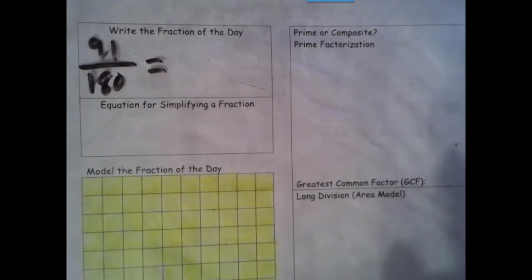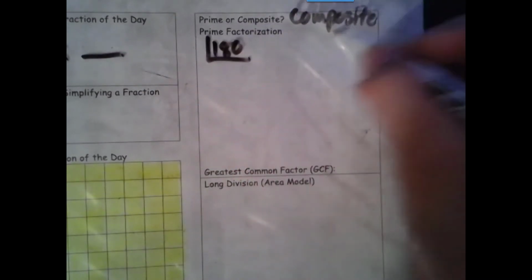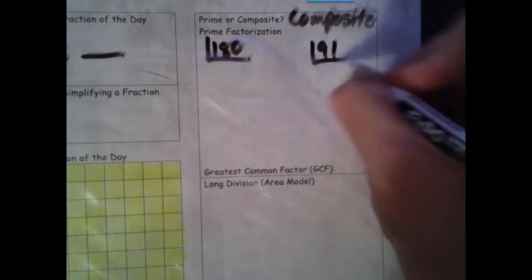Well, 91, that's odd, so if it was an even number, it'd be easy to tell. 9 plus 1 is 10, so it's not a multiple of 3. Let's see. 91 is not circled, so it is composite. So we're going to need to figure out the prime factorization for 91. Let's go ahead and do the prime factorization for 180 and 91. So remember our first 5 primes: 2, 3, 5, 7, 11.